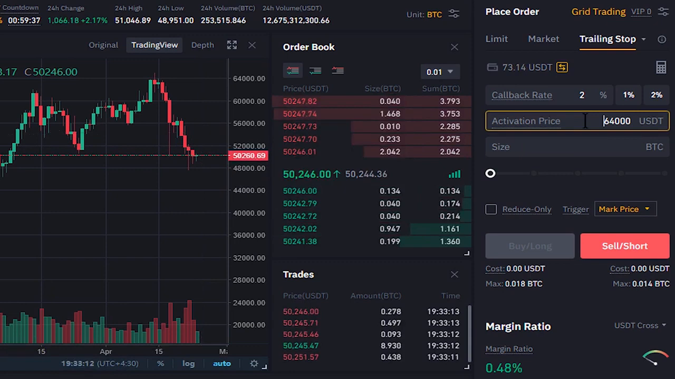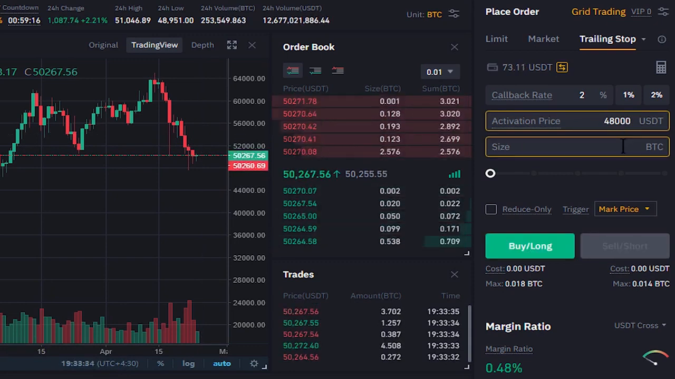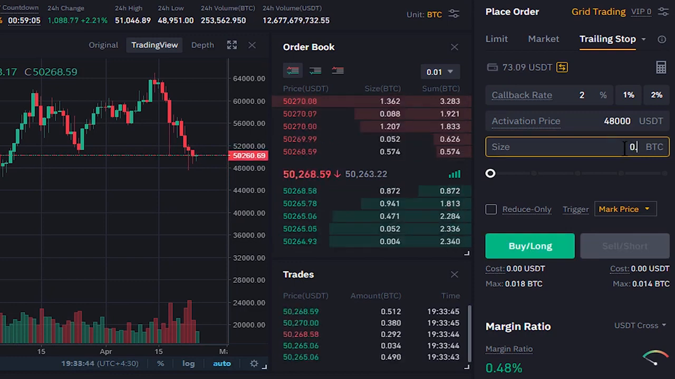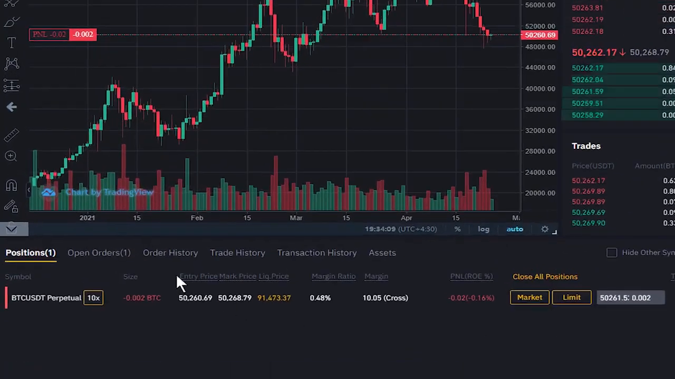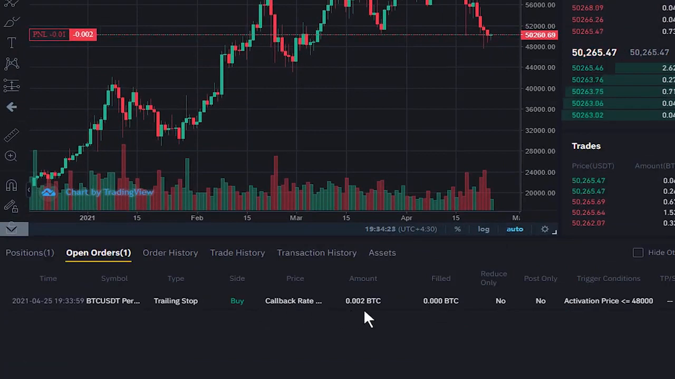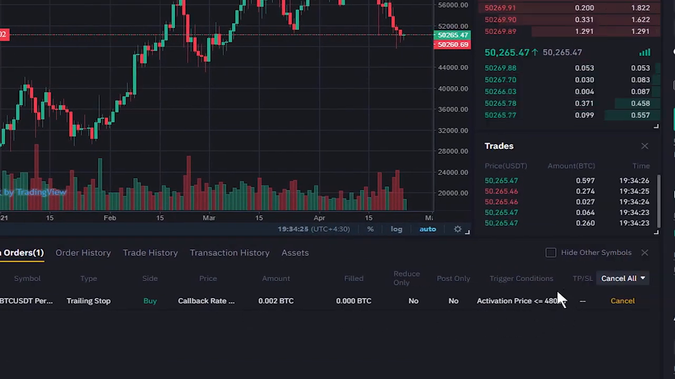Or we can set it lower, for example 48,000, and for the size 0.002, which equals our short position size. We click on buy long, order submitted, and here it is in open orders. So when the price reaches 48,000, the trailing stop will be placed 2% higher than 48,000.